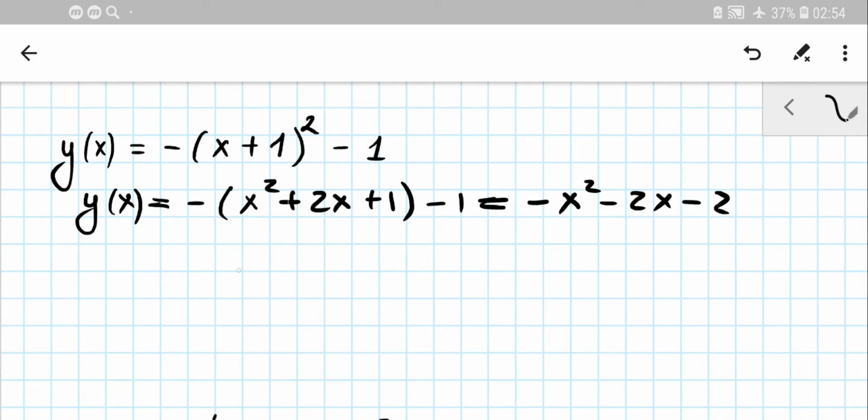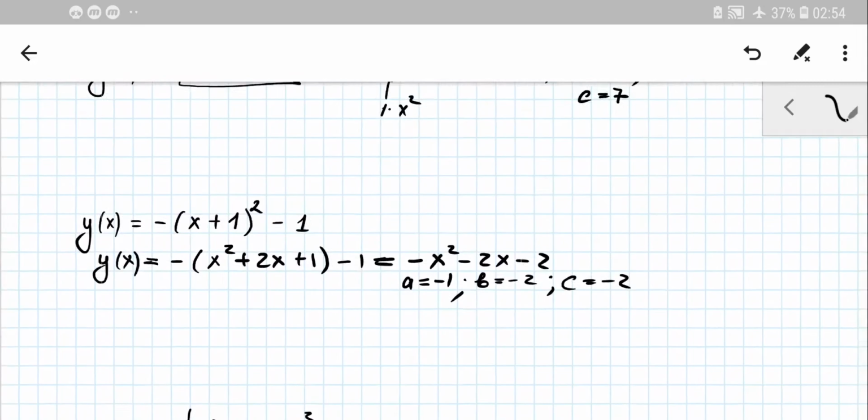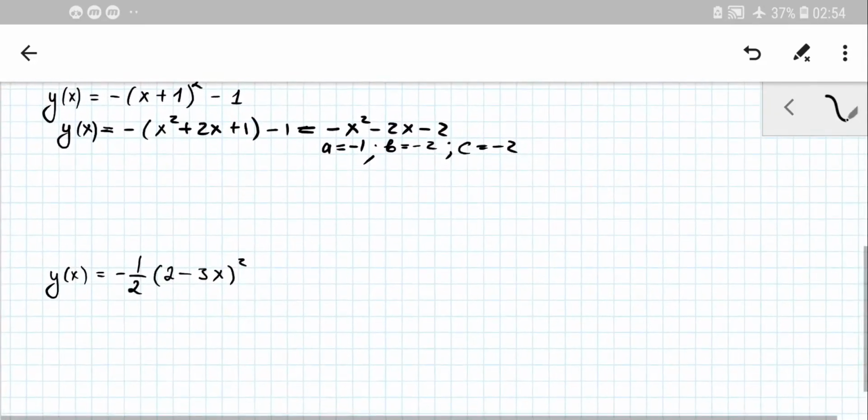All right, so what are the coefficients according to the general form? A is negative 1, b is negative 2, and c is negative 2. All right, so we've got all the coefficients. We've done the second one, and now the last.